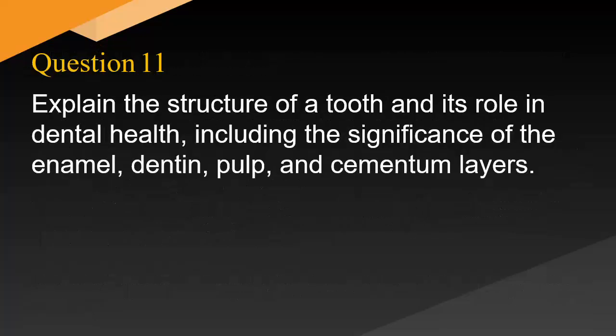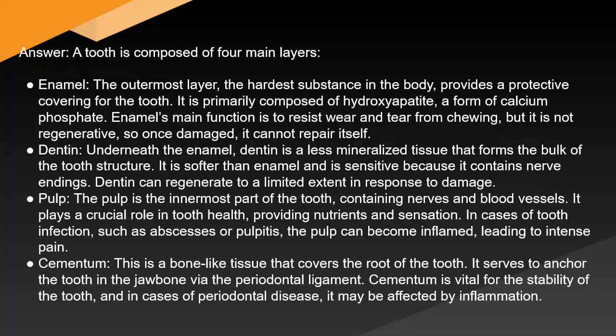Explain the structure of a tooth and its role in dental health, including the significance of the enamel, dentin, pulp, and cementum layers. Answer: a tooth is composed of four main layers. Enamel. The outermost layer, the hardest substance in the body, provides a protective covering for the tooth. It is primarily composed of hydroxyapatite, a form of calcium phosphate.